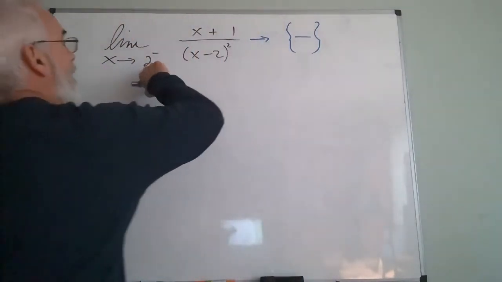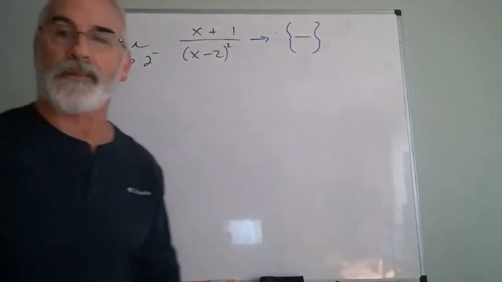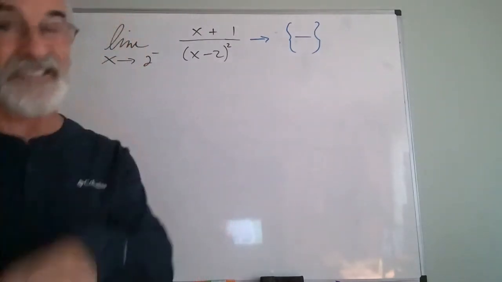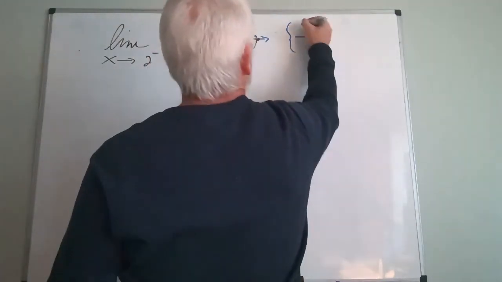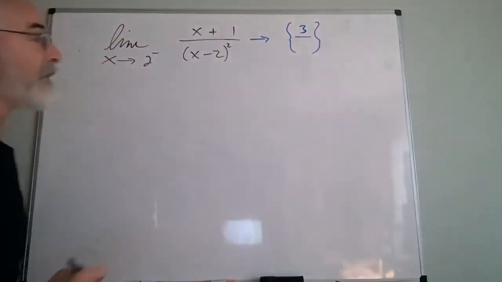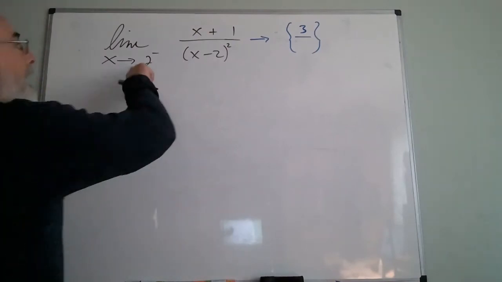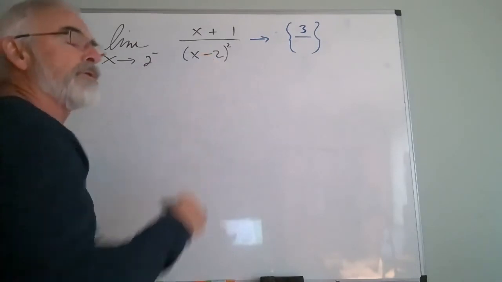Right now, my numerator is approaching 3. And by the way, it doesn't matter if I'm approaching 3 from the right or from the left. It only matters if I'm approaching 0 from the right or from the left in a quotient. I'm approaching 3. Yes, technically I'm approaching 3 from the left, but it's still a positive number. That's all that matters. As x approaches 2 from the left of 2, that means x minus 2 is always negative.